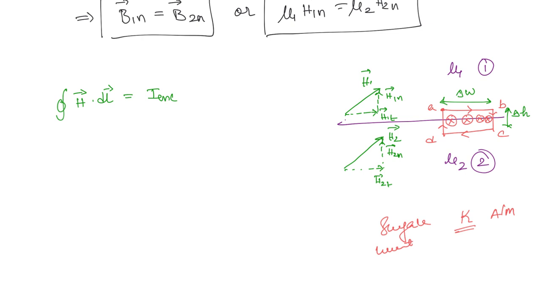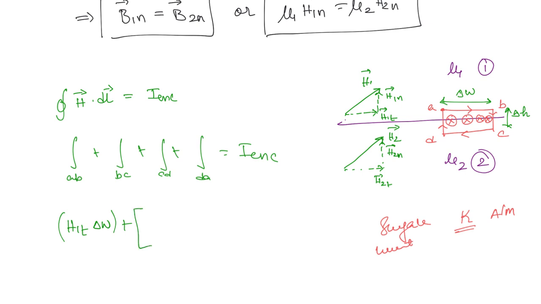Now if you apply the line integral, we can write AB plus BC plus CD plus DA is equal to I enclosed. So first we will write the integral along AB. This is going to be H1t into delta W, the magnetic field intensity which is parallel to the length vector, into the length delta W. Plus, this is for AB.